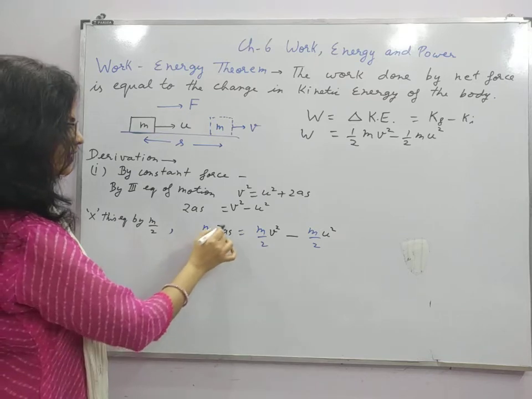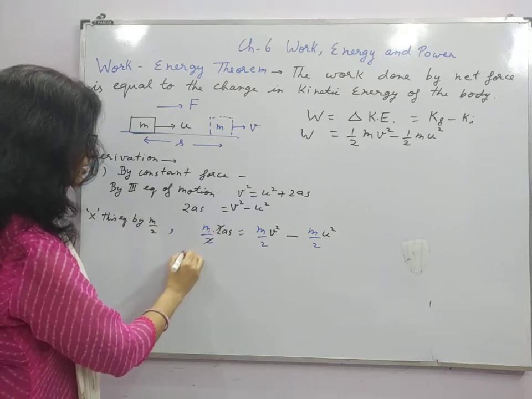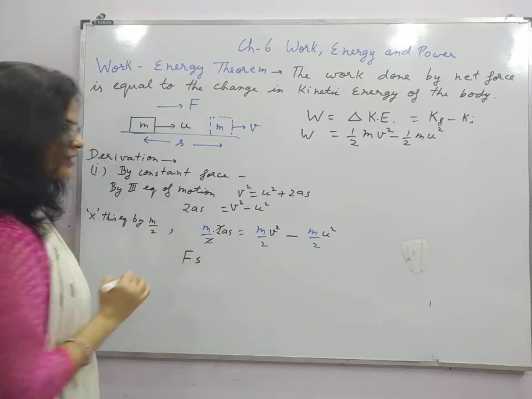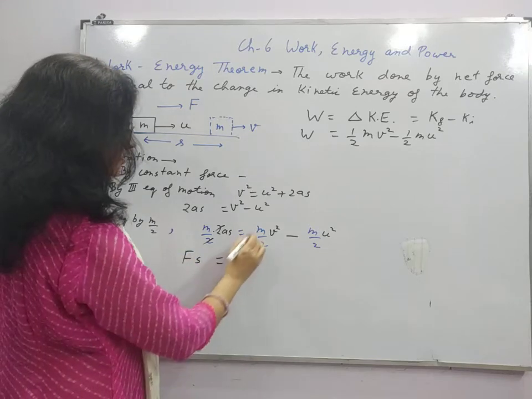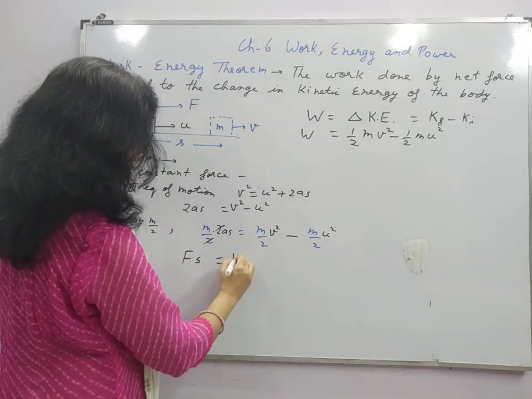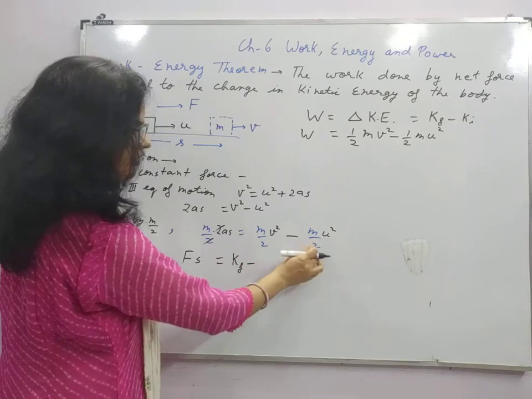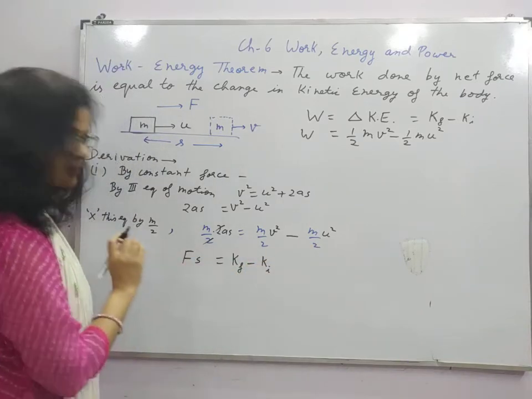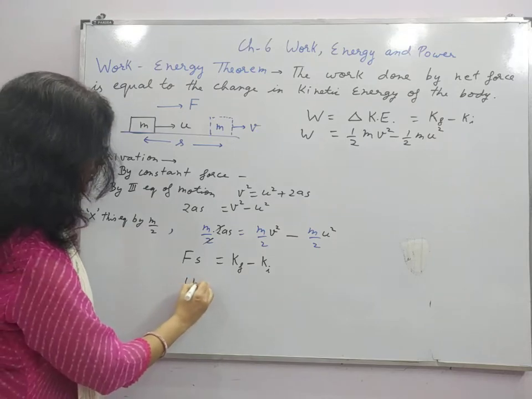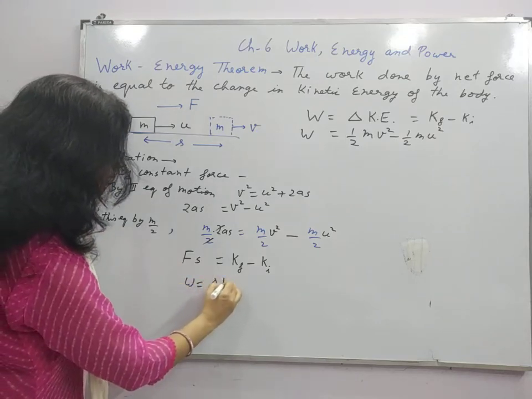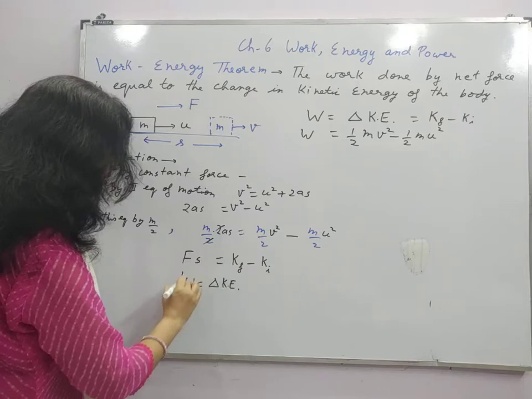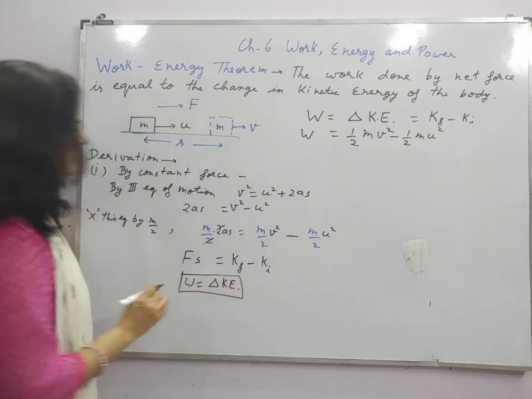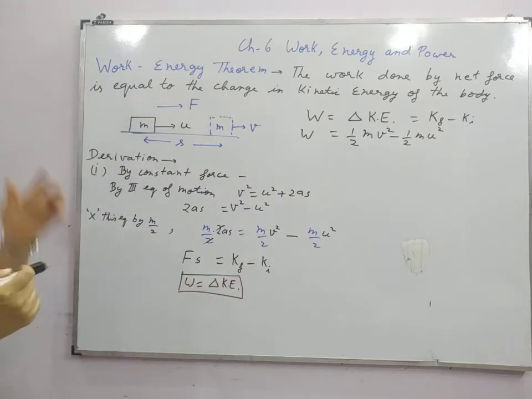So what will I get? Mass into acceleration is force, into displacement, and this is half m v square. This is kinetic energy final minus kinetic energy initial. So force into displacement is what? This is work done. So work done is equal to change in kinetic energy. This is the derivation, or you can say the proof, of the work energy theorem for constant force.